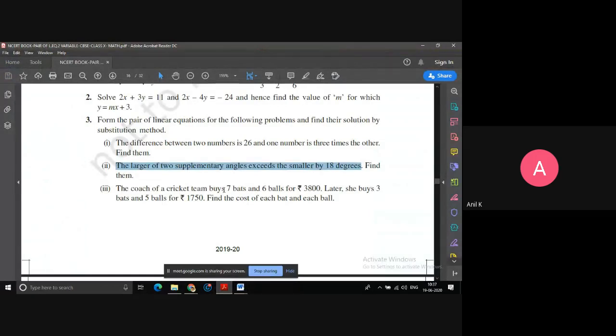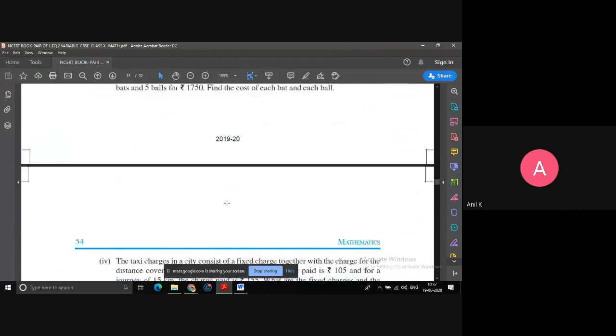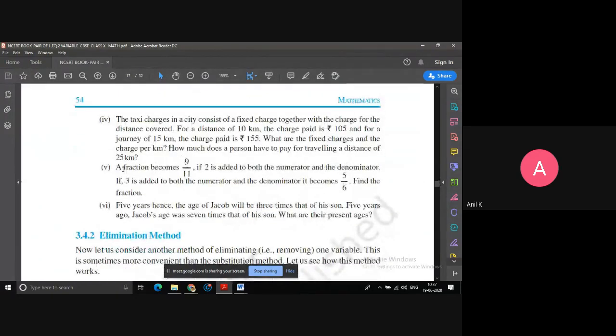I think this cricket team question, we already solved these questions. You are mastering that. And this fraction question we already discussed. This age question also we already discussed. So only one question remains. I think this taxi question you solved in class 9th also, but there you framed only one equation. So try this question as homework.